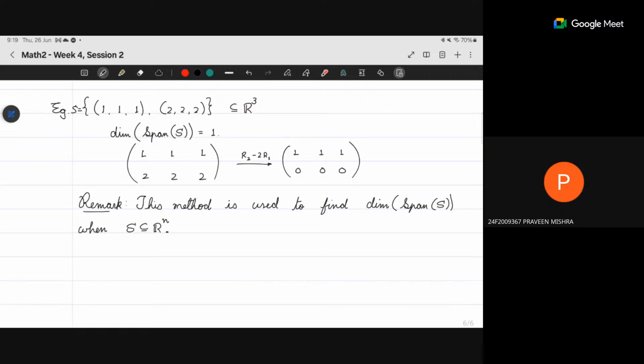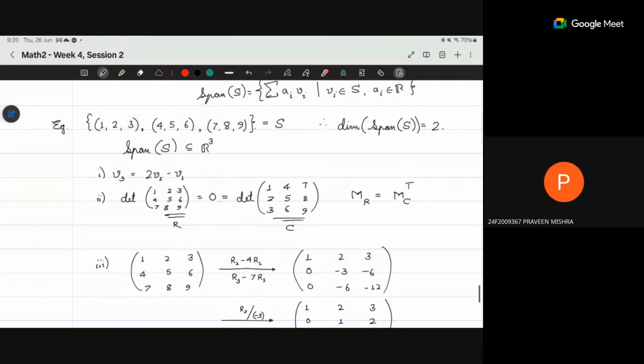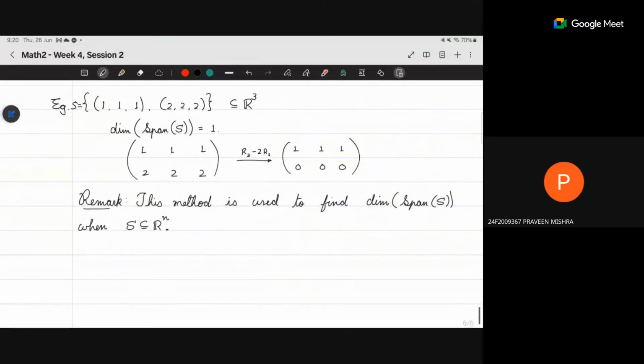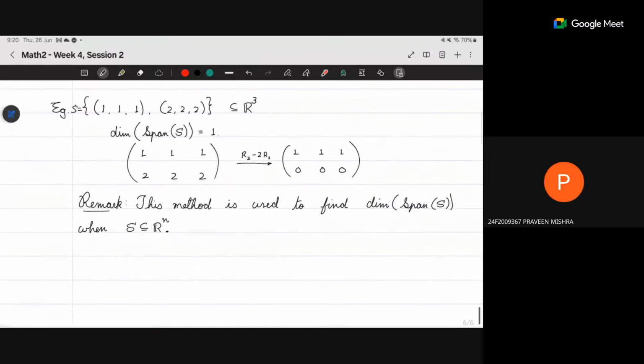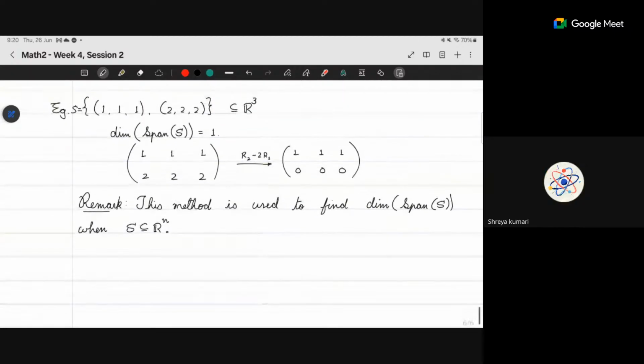There's a way to make it that way also, but in the context of this course, just know that this is when you are given a spanning set of vectors in Rn, how do you get the dimension? Is this method clear? Yes, sir. Yes. Okay.